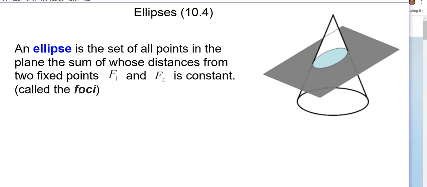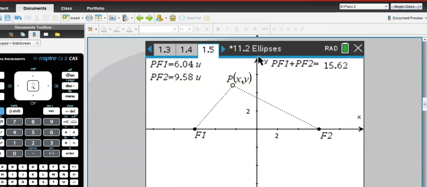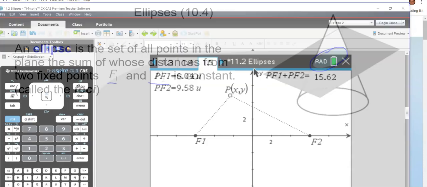Okay, today we're talking about ellipses. Again, if you take a cone and slant a plane through that cone, the shape formed by that cross section is an ellipse. It kind of looks like an oval, but we call it an ellipse. It's the set of all points in the plane, the sum of whose distances from two focus points, F1 and F2, is constant. So I'm going to try and show you what that looks like.